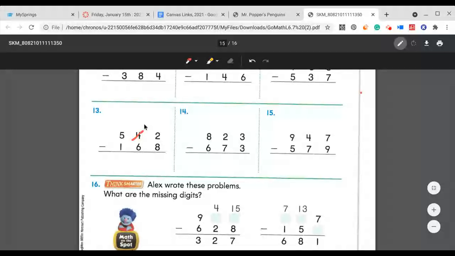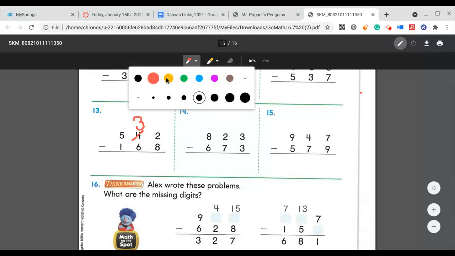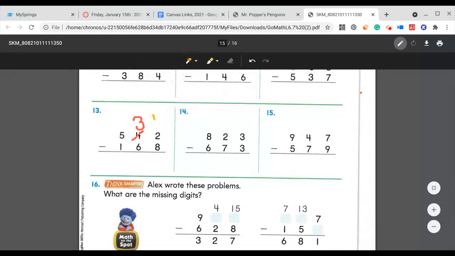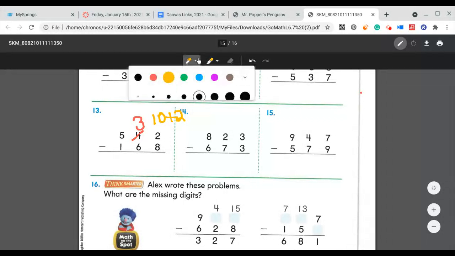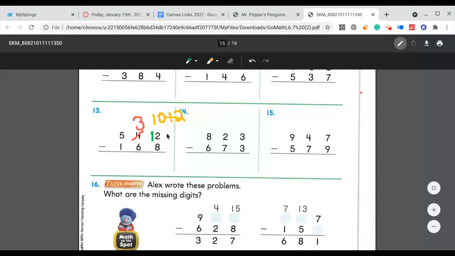So this 4, which is 40, now becomes a 3, or 3 tens, which is 30. What we're actually going to do is give one of these tens, we're regrouping, I'm going to write it in a different color over here. We're giving 1 ten to this 2, 10 plus 2 equals 12. So this 2 becomes a 12.